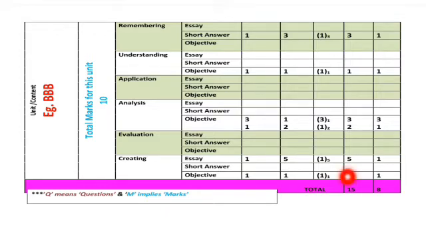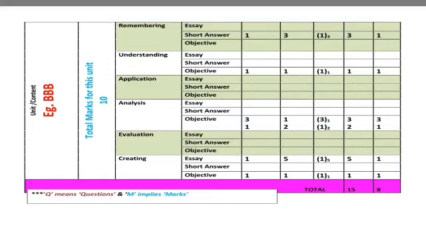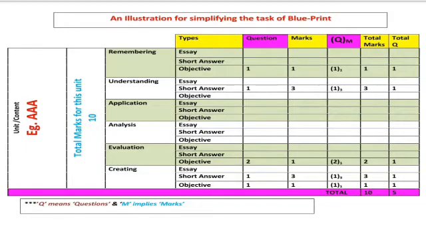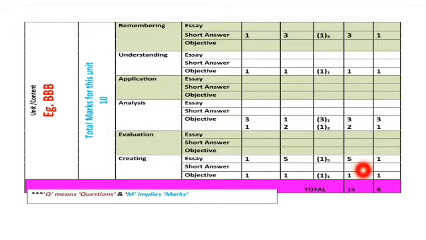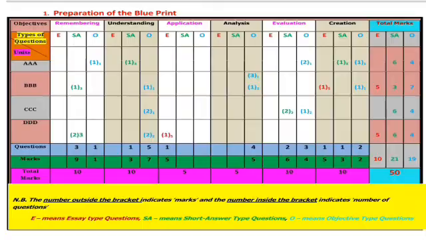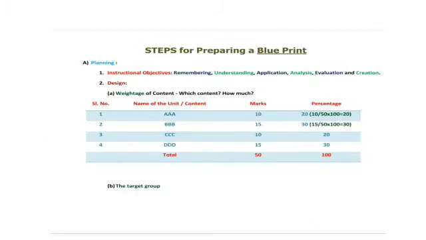So that makes a total of 15 marks. See, in the first unit, what happened? The total marks is 10, and the second is what? 15, isn't it? So check here. See, the first unit is 10 and the second is 15. Clear?